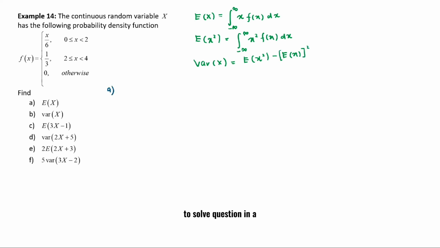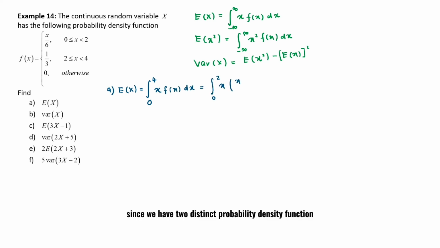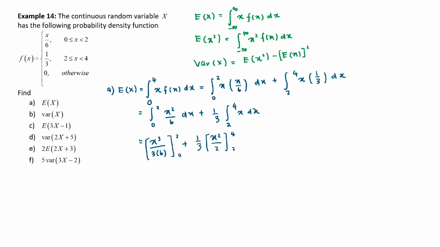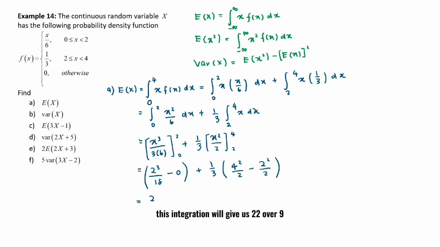To solve question A, the expectation of x is the integral of x times probability density function with limit 0 to 4. Since we have two distinct probability density functions, our expectation of x is as follows. Simplifying this integration will give us 22 over 9.